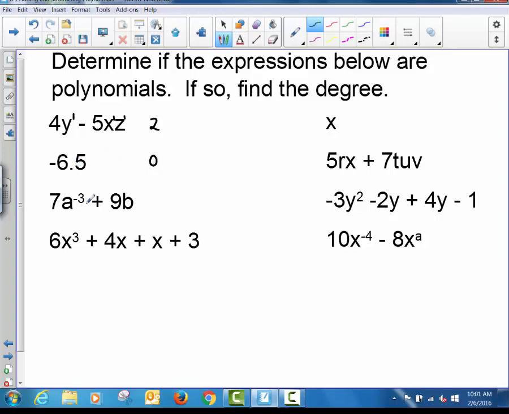This one is not a polynomial because it has a negative exponent. Okay, because that means you're going to put this in the denominator, and a variable in the denominator means it's not a polynomial. So this one is not a polynomial.